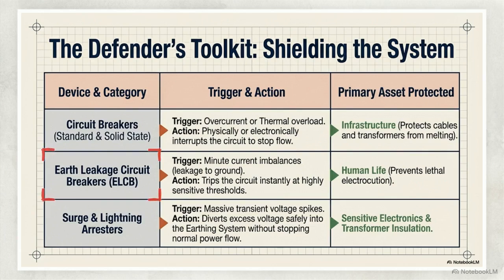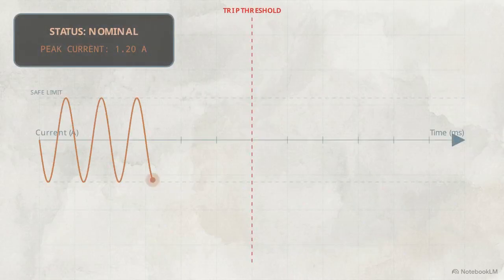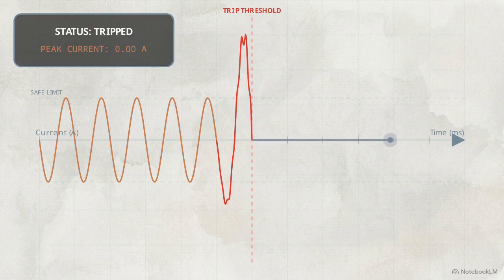Earth leakage circuit breakers, or ELCBs, monitor for minute current imbalances indicating a leak. They trip instantly at highly sensitive thresholds to prioritize safety and protect life. Surge arresters trigger during transient voltage spikes. They divert the excess voltage safely into an earthing system without stopping the normal power flow to the rest of the grid. These safety systems act as highly sensitive mathematical tripwires. They are designed to break the circuit the exact millisecond the physical forces fall out of balance.